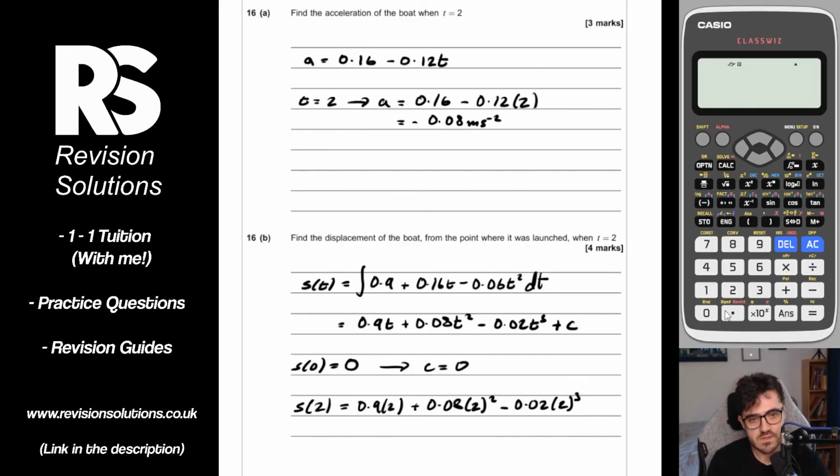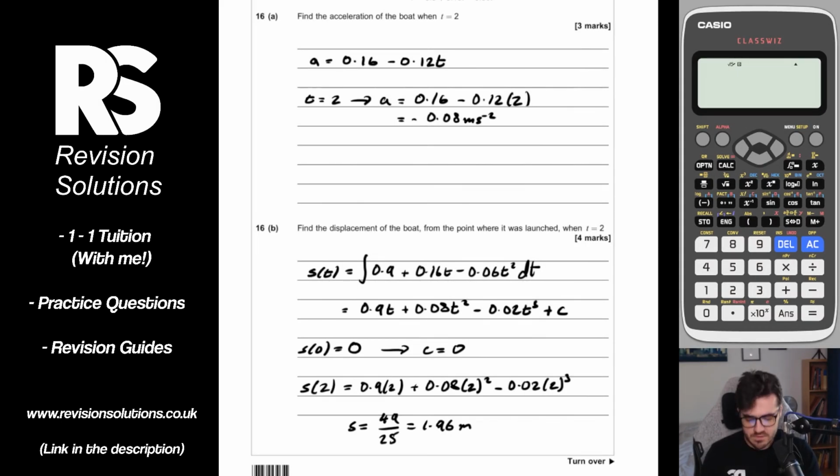So we plug that in our calculator. That's 0.9 times 2 plus 0.08 times 2 squared minus 0.02 times 2 cubed, which is 49 over 25, or as a decimal, 1.96 meters.